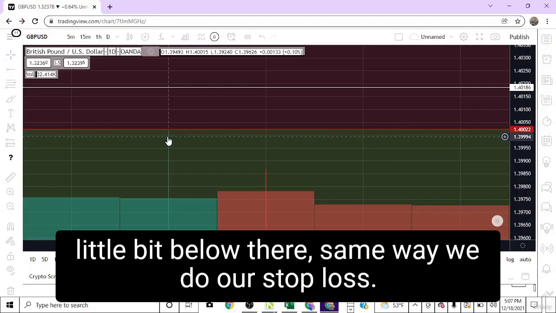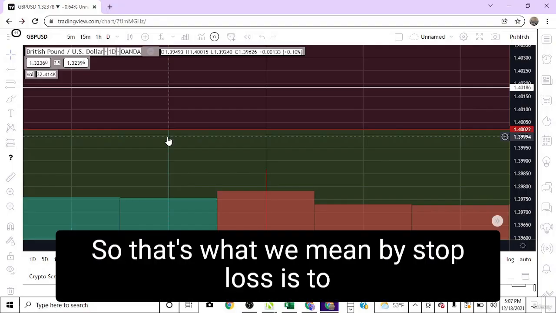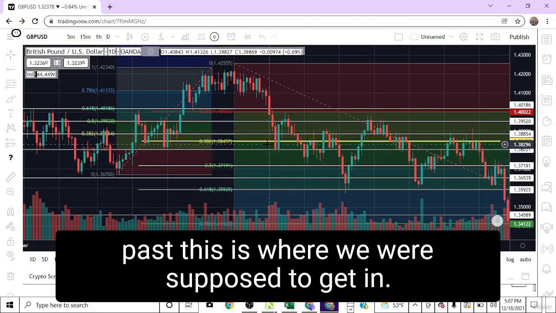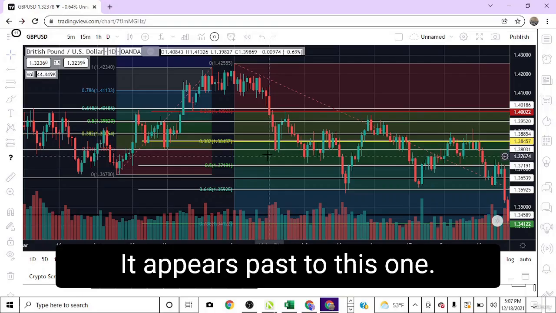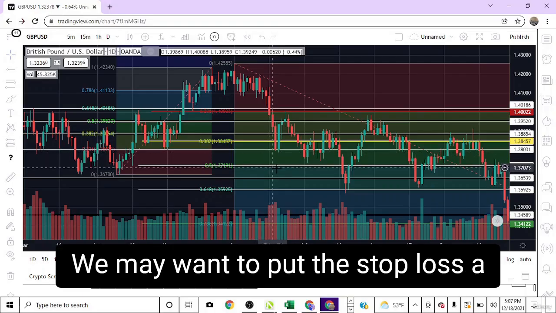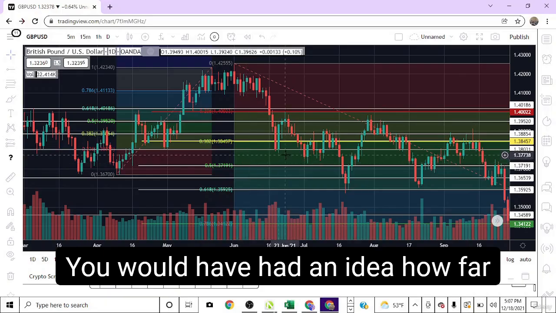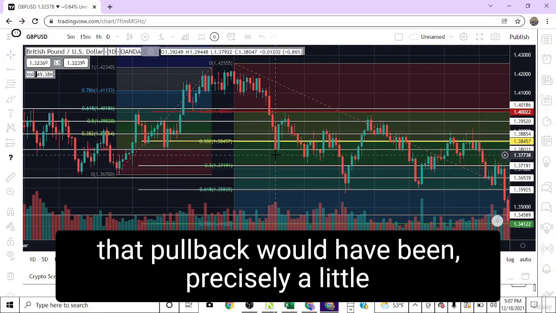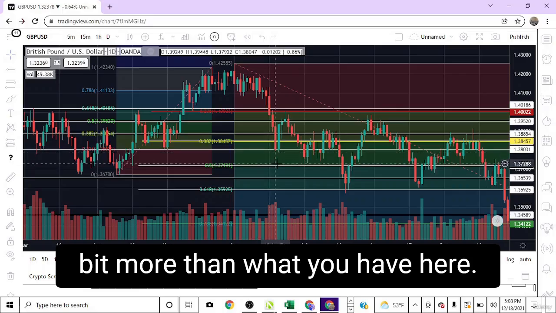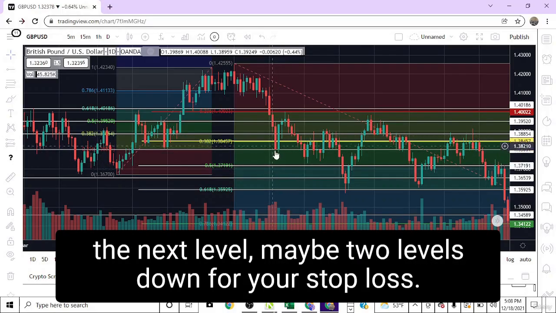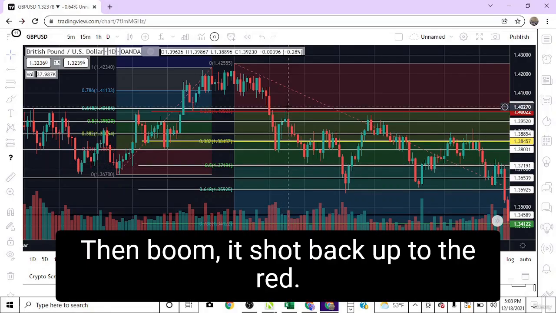Same way we do our stop loss. So that's what we mean by stop loss: the pullback, pulling back, making sure that it doesn't go past. This is where we were supposed to get in. It appears to pass to this one. We may want to put the stop loss a little further to give it time. Again, in advance, you would have had an idea how far that pullback would have been, precisely a little bit more than what you have here. So to be safe, I would have gone to the next level, maybe 2 levels down for your stop loss. Then boom, it shot back up to the red.